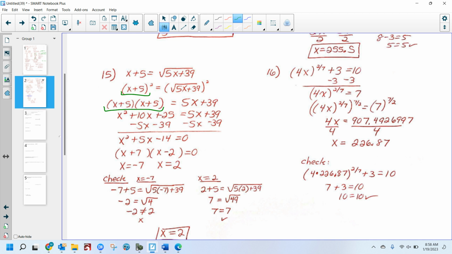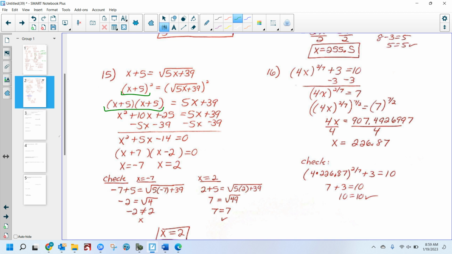Keep them coming. 16. Was there a certain part of it or just how to know what to do? Well, I did the 7 times or 7. Oh, that's what I did wrong. I didn't raise it to the 7 halves. Did you multiply by 7 halves?